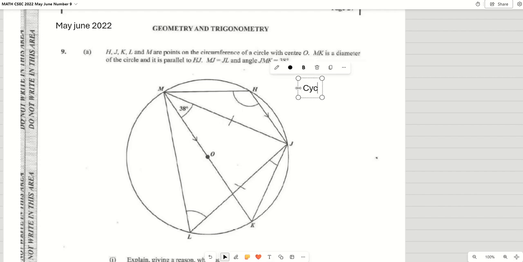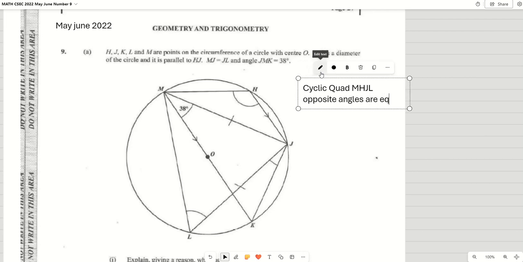cyclic quad, which is MHJL. In the cyclic quad MHJL, opposite angles are supplementary, not equal, that was wrong. What that means is when you add the opposite angles, it's supposed to be equal to 180.